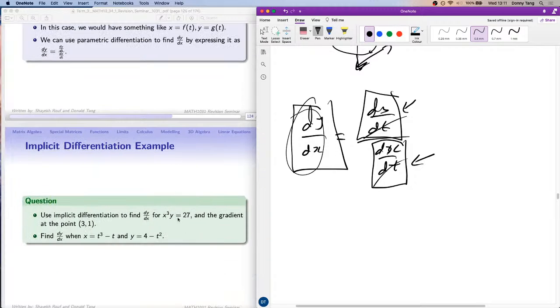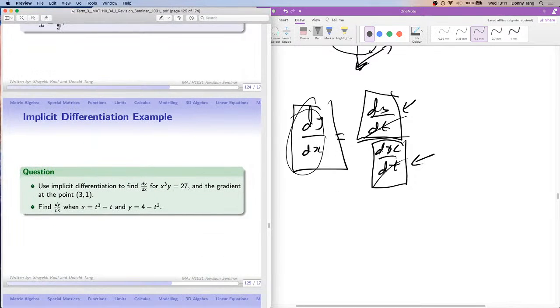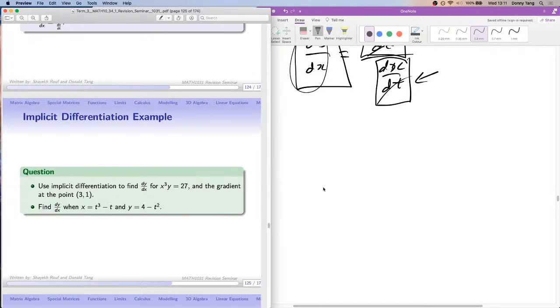So we'll do an example over here. While it's fresh in our minds, let's do the parametric first. So dy and dx, actually no, we'll do the implicit first.